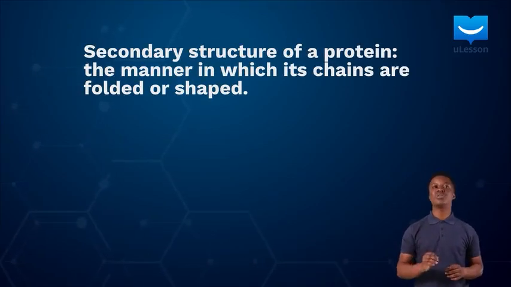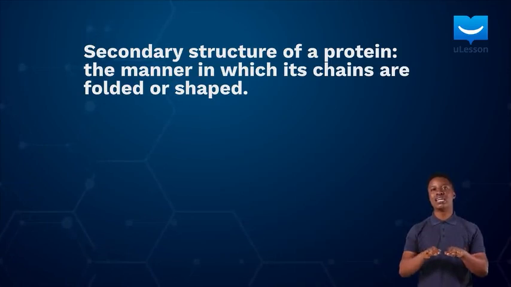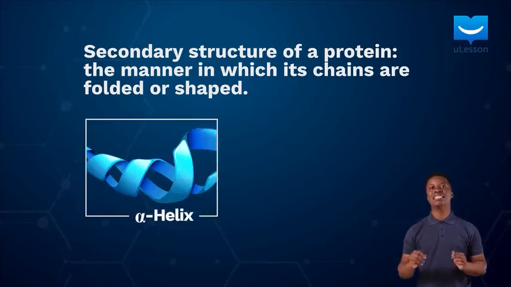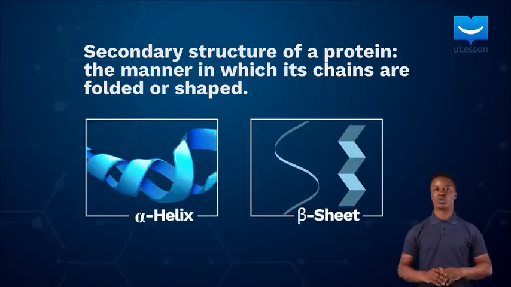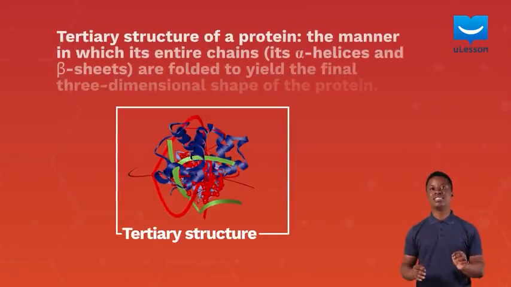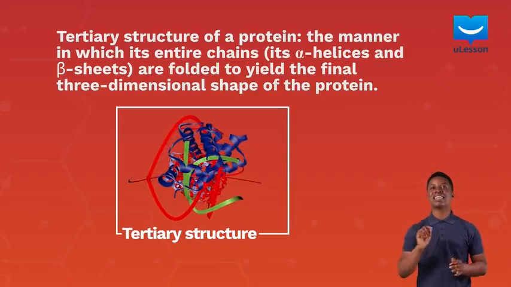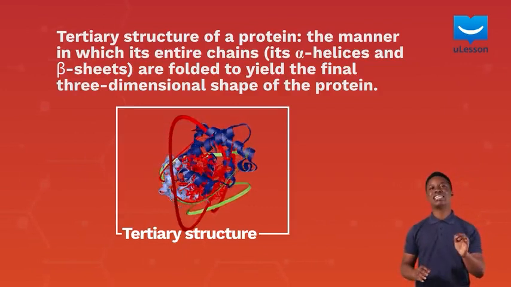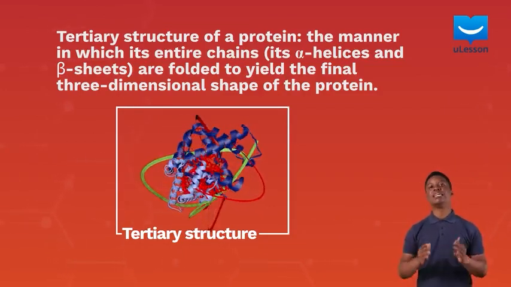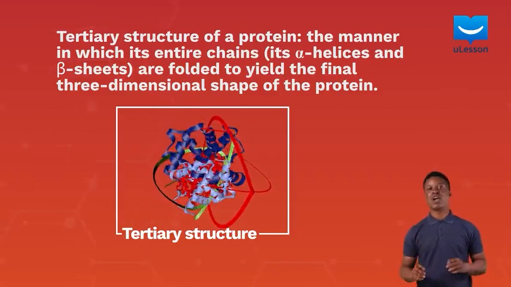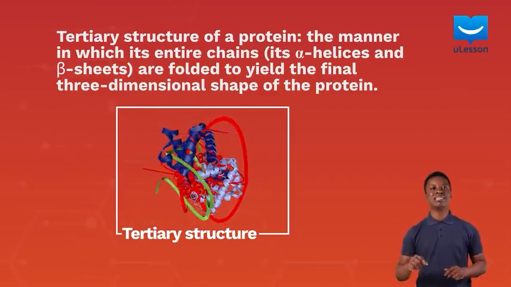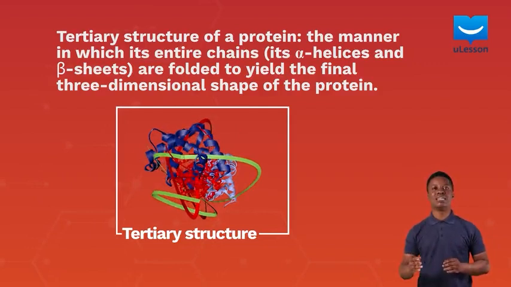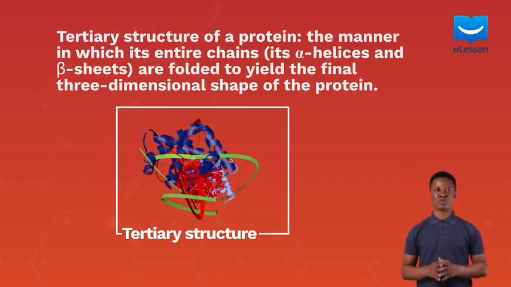The secondary structure of a protein is the manner in which its chains are folded or shaped. The polypeptide chains of a protein are usually folded into an alpha helix structure or a beta sheet structure. The tertiary structure of a protein is the manner in which its entire chains, that is, its alpha helices and beta pleated sheets, are folded to yield the final three-dimensional shape of the protein. In the diagram here, you can see how the alpha helices, represented as straight ribbons, and the beta pleated sheets, represented by arrowhead ribbons, are linked to one another and folded to form the protein's beautiful three-dimensional structure.